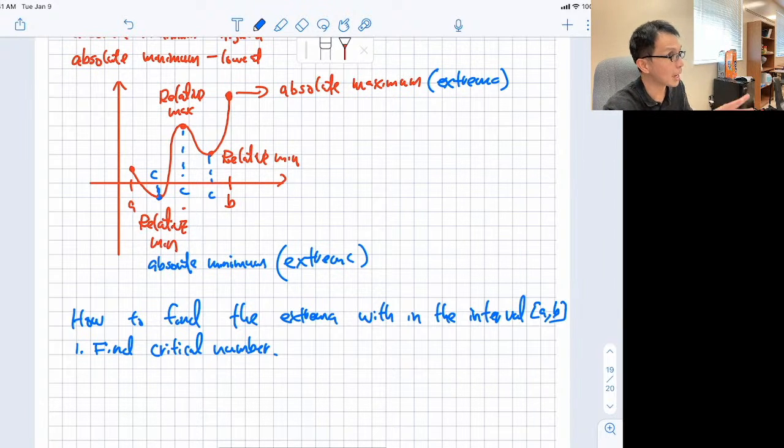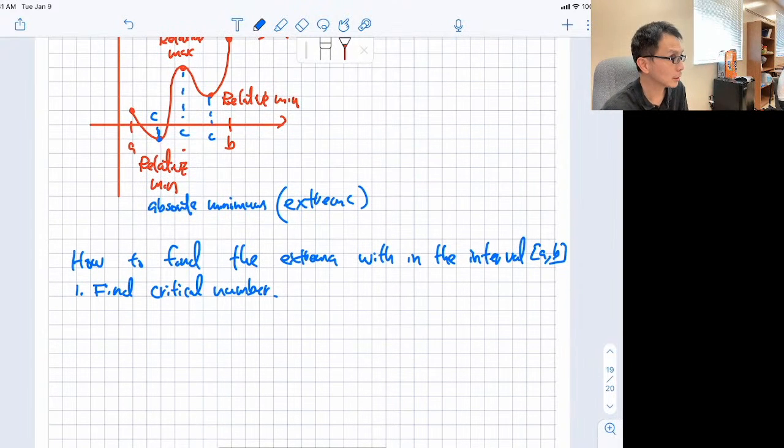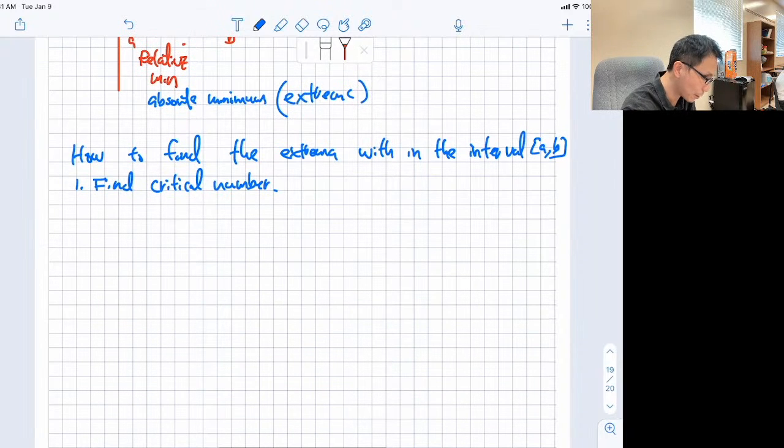But don't forget, in this case, they only have 3 candidates. There are 2 more candidates, one at the endpoint and the other at the other endpoint. So there are a total of 5 candidates in this graph. Another graph might have 4, another might have 3. So find the critical numbers, and it really depends on what the function is.